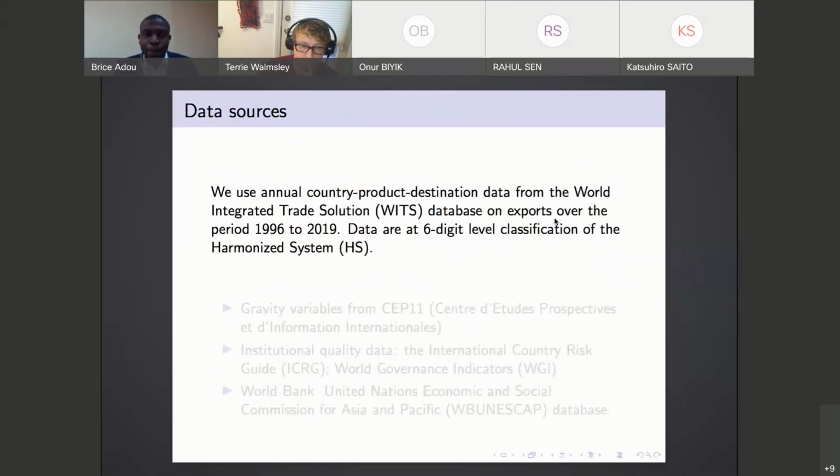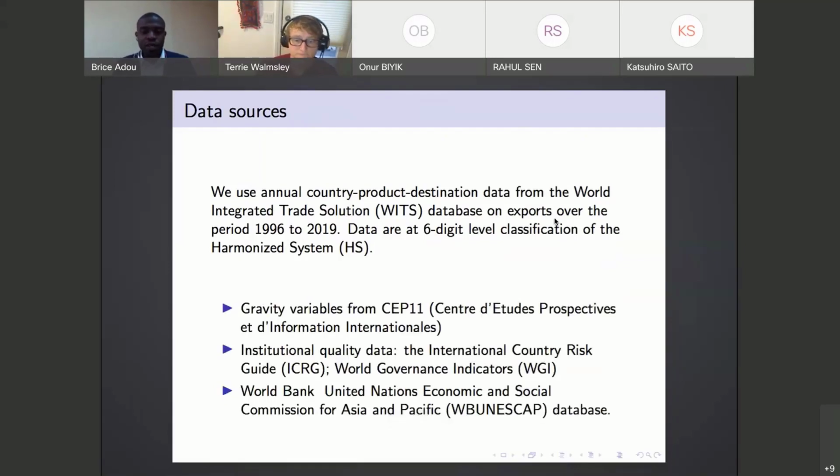For the data, we took data from the World Integrated Trade Solution at the 6-digit level of classification. This is only for goods related to the classes 84 to 92 and 94, those are the goods linked to the production, the global production network. We also use gravity variables. We also use institutional data.